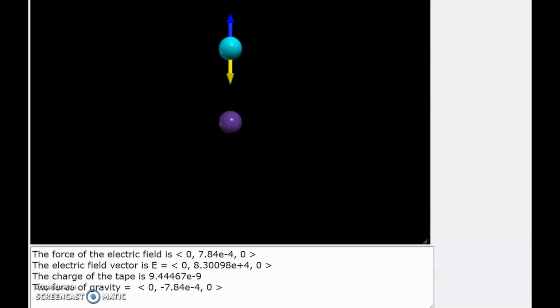To better visualize this relationship, I created a model in Python to show what would happen when the two tapes came into contact. This model also calculated the electric field, the force of the electric field, and the force of gravity, as well as the charge of the tape. This model represents the ideal scenario for the electric force. It negates air resistance and treats the tapes as if they were point charges.